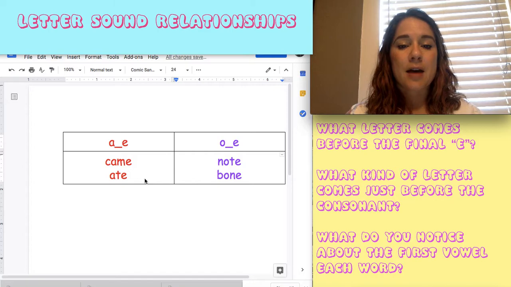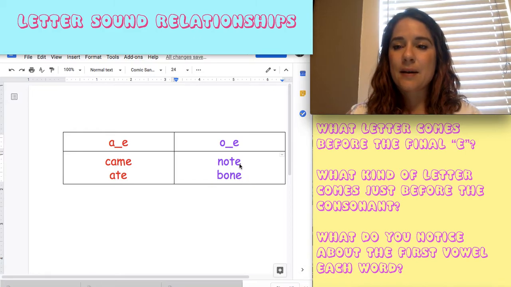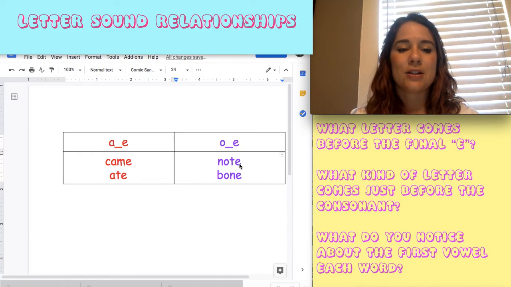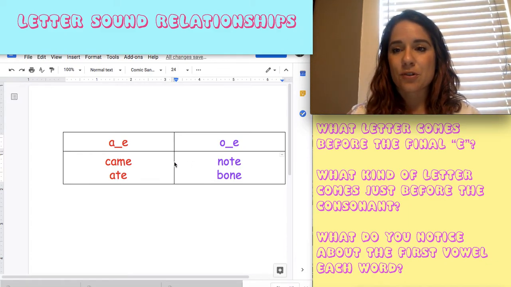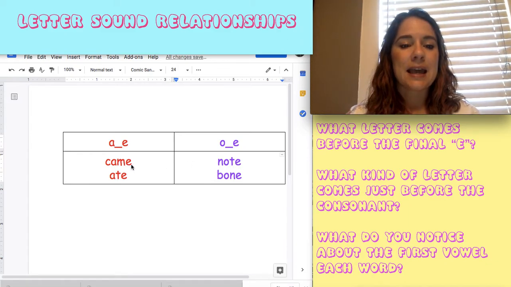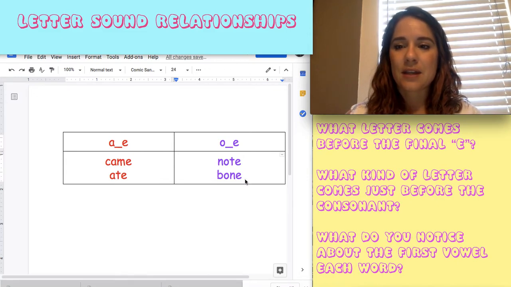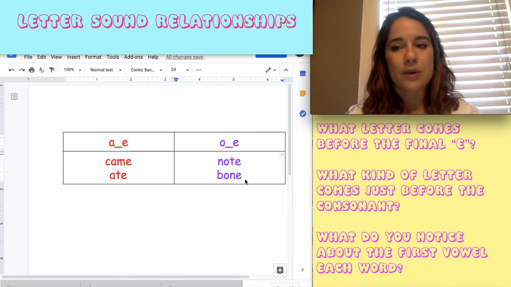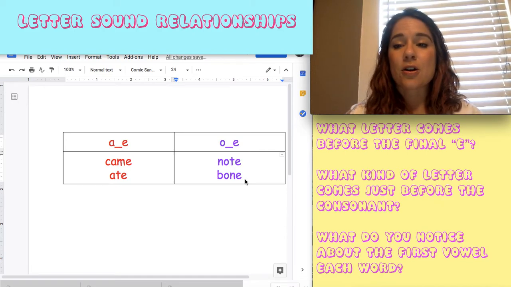Okay, I'm hoping that you notice that each word ends with an E. But it's a silent E. We don't hear the sound of the E, do we? I'm going to read these words to you, okay? Came, ate, note, bone. Do we hear the sound of the E in those words? No, we do not. That's called the silent E, okay?